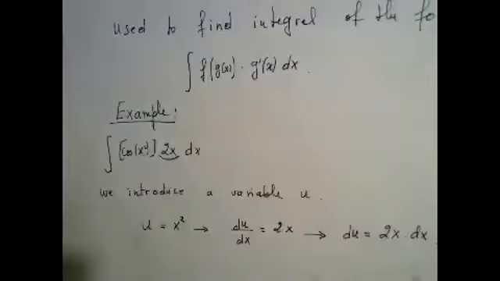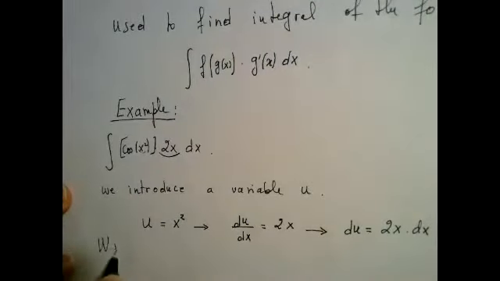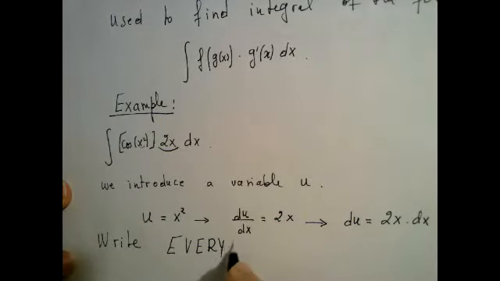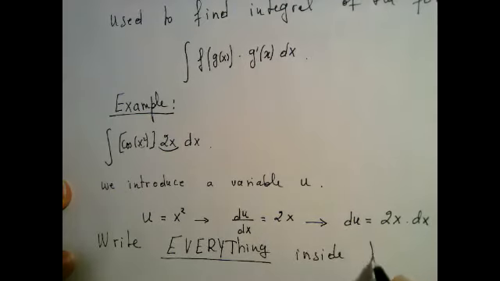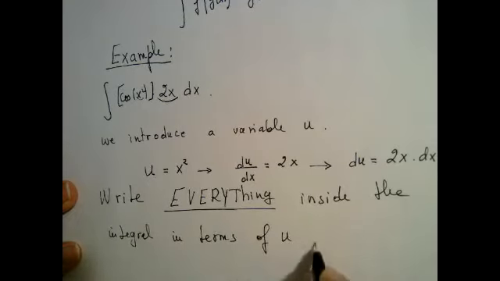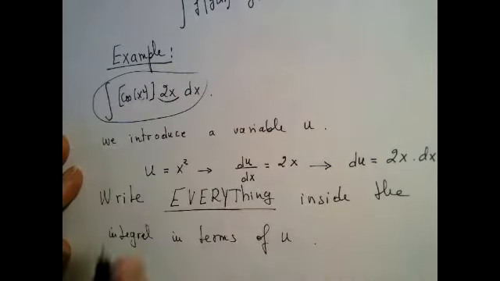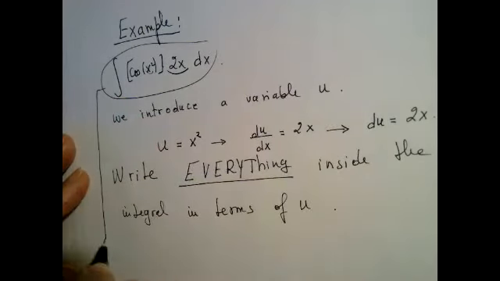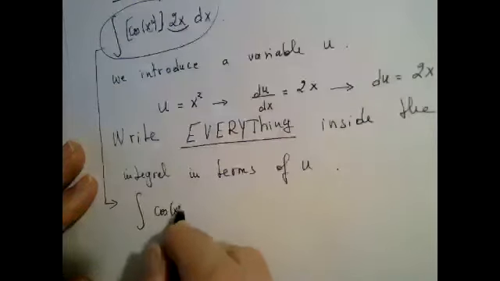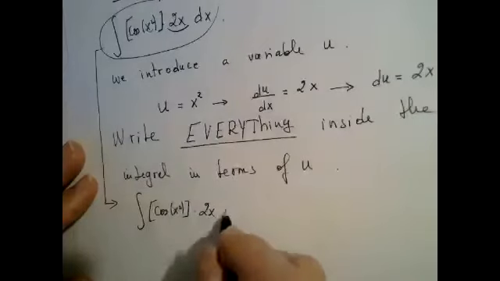Right. Now, the second step is we're gonna write everything, and here I will write everything in big letters, everything inside the integral in terms of u. I'm going through the step very slowly, the first one. Everything, and the word everything is crucial in here. Everything inside the integral, we're gonna express it in terms of u. So I'm gonna take this and do it. So this is the integral of cosine x squared times 2x dx.